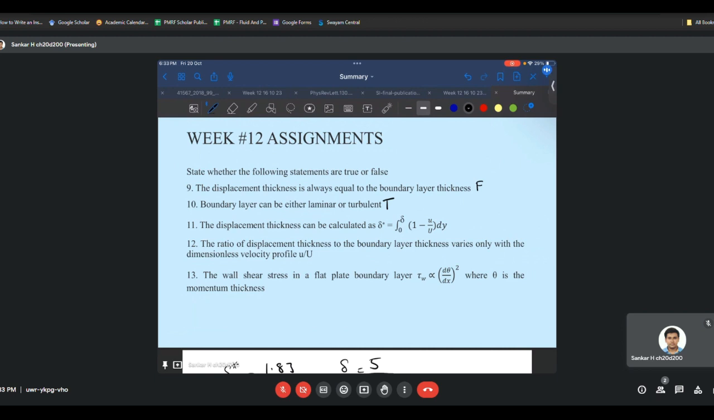Okay. Next question. The displacement thickness can be calculated as delta star is equal to the integral from 0 to delta of 1 minus u by u infinity, dy. This is directly from the class, and yes, the statement is correct.